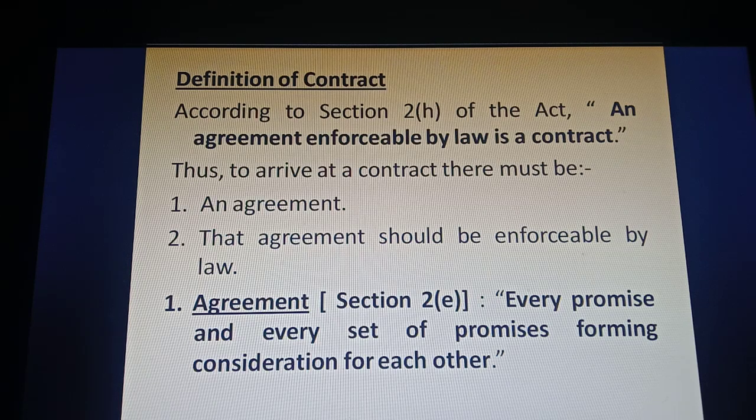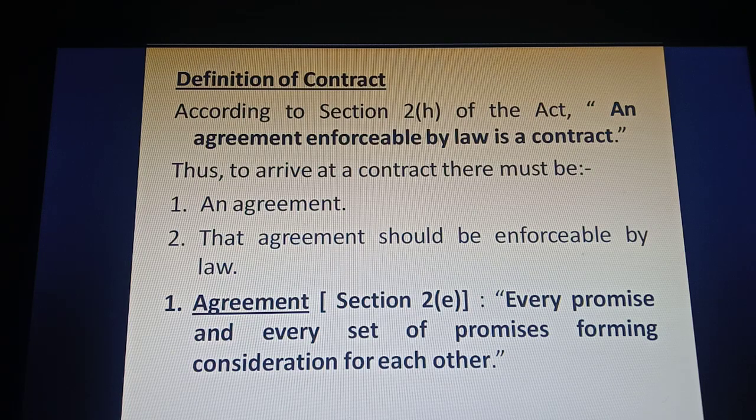And what is the meaning of agreement? Section 2 clause E defines agreement as every promise and every set of promises forming consideration for each other is called agreement. So, in an agreement, there may be one promise and there may be more than one promises which are forming consideration for each other. Consideration means something in return.